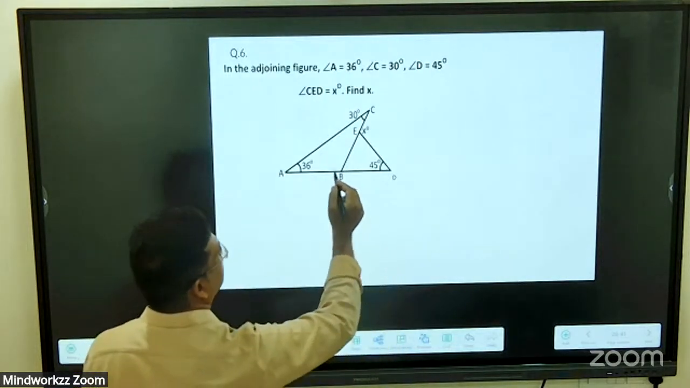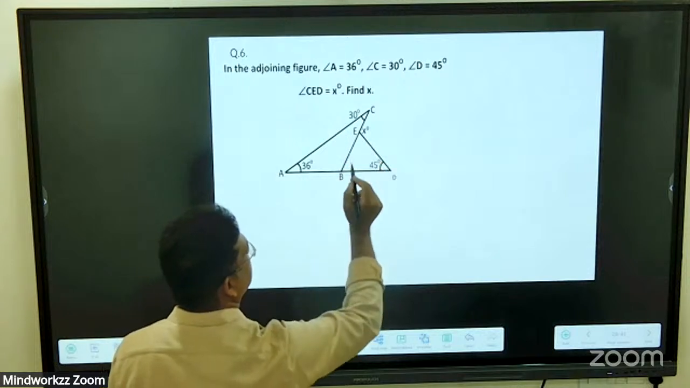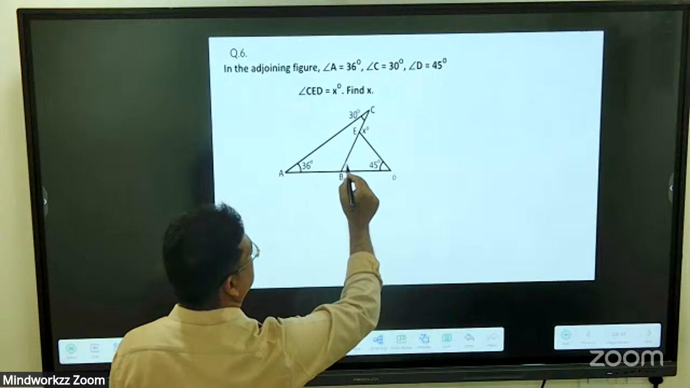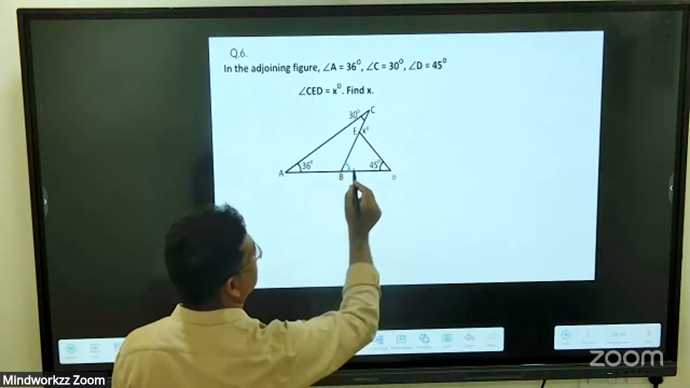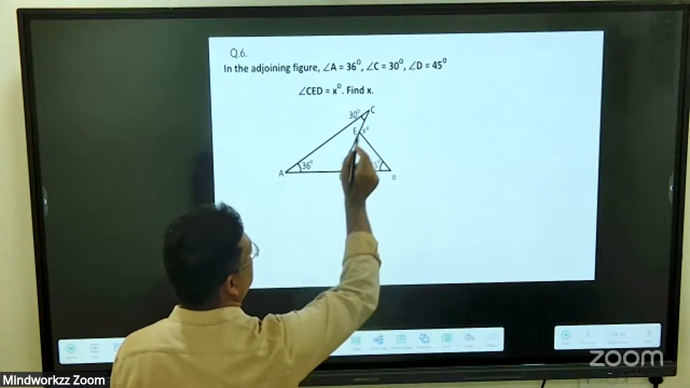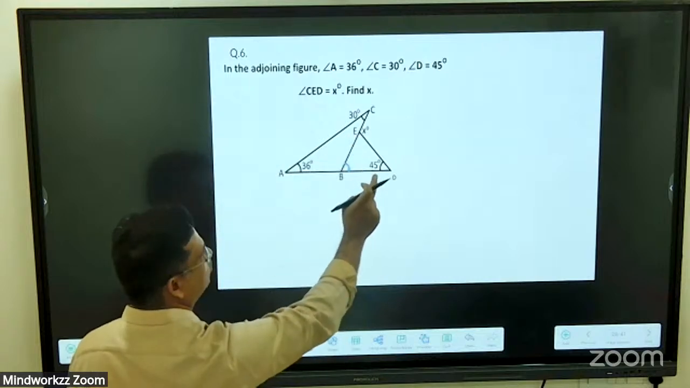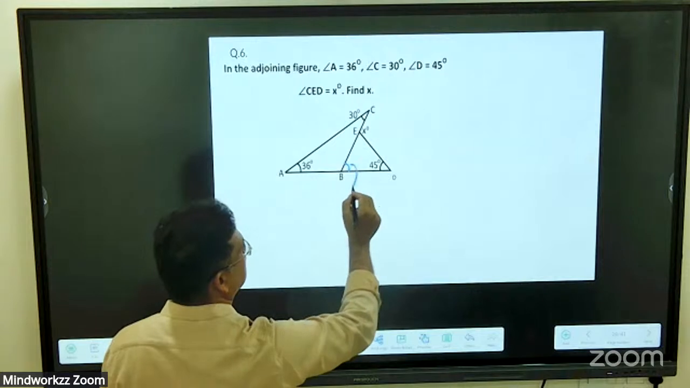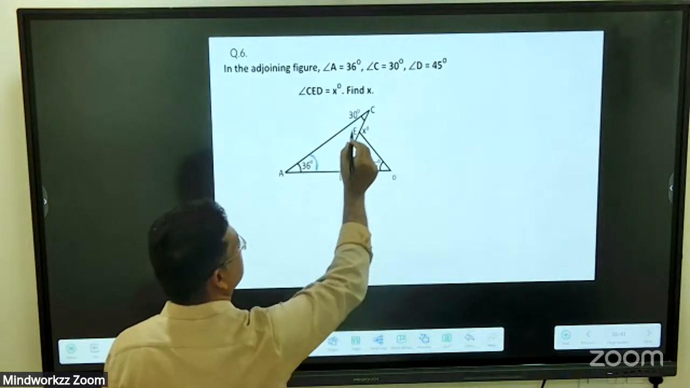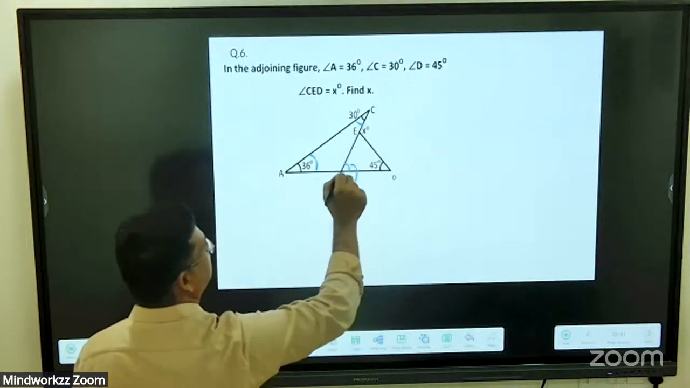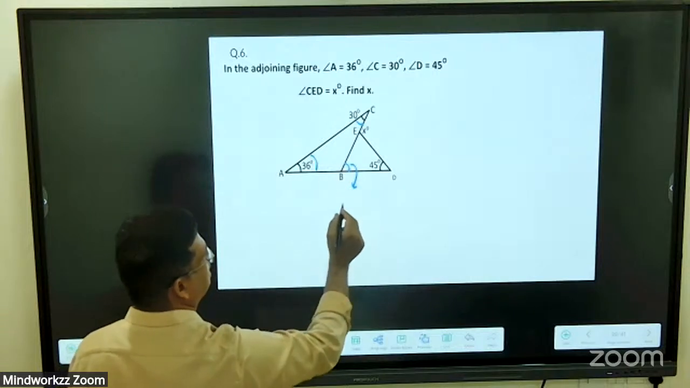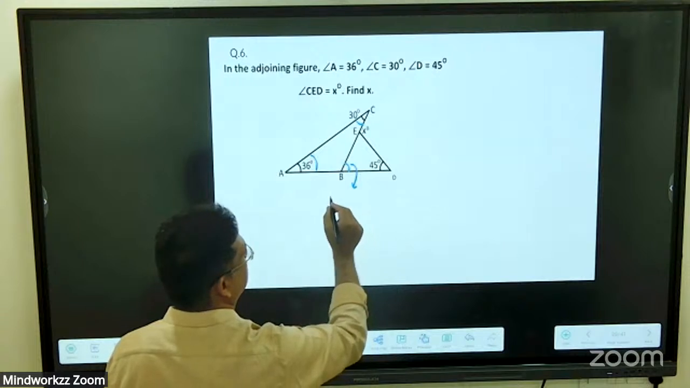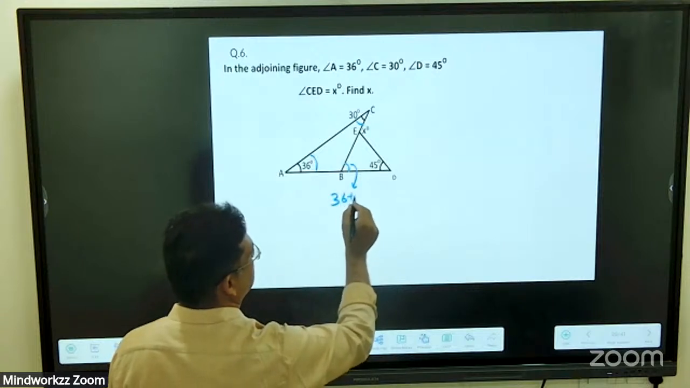You need to find x, right? X is an exterior angle to this triangle. So you need to find this one. If you get this angle, you will be able to find x, because x will be equal to 45 plus this angle. And this angle is an exterior angle to this angle and this angle. In triangle ABC, this angle is an exterior angle to triangle ABC. So this will be 36 plus 30, right?